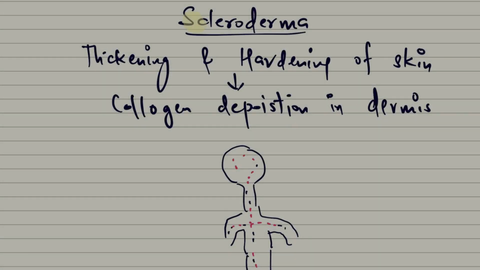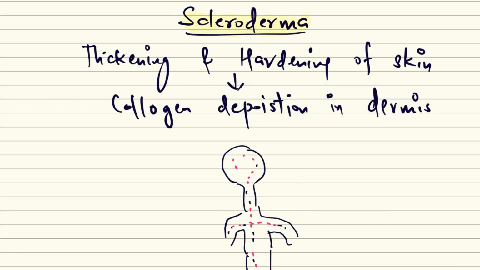So let's discuss a very important condition known as scleroderma. Scleroderma is basically a multi-systemic connective tissue disorder in which multiple organs of the body are involved, including our skin. So what happens in the skin of a patient of scleroderma?